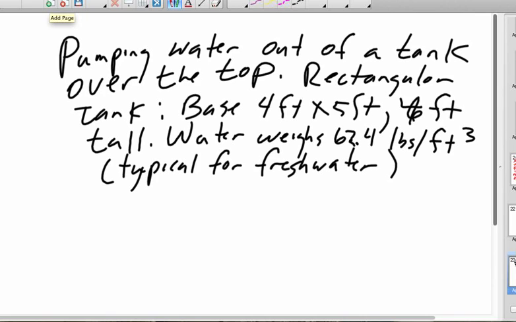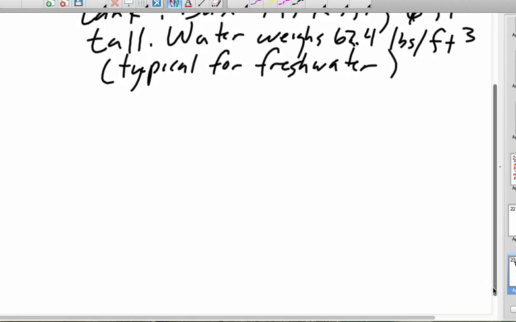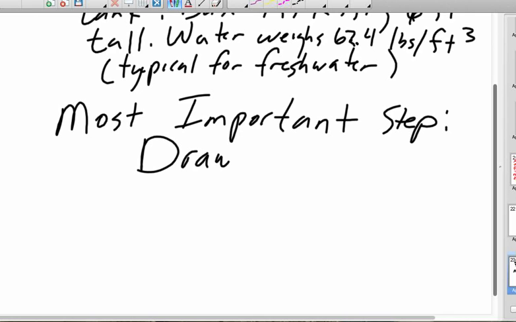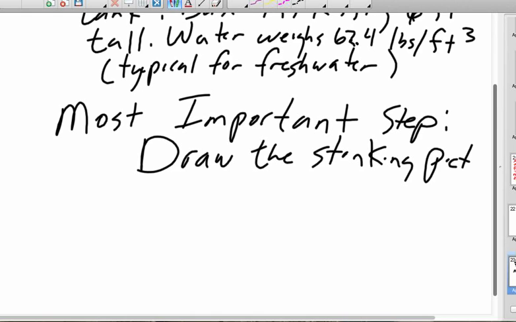All right, so the most important step when you do these problems, you've heard me say this, but this is true here: draw the stinking picture, even if you've got one, because you're going to need to mark it up. So what I'm going to do is draw my tank in cross section.